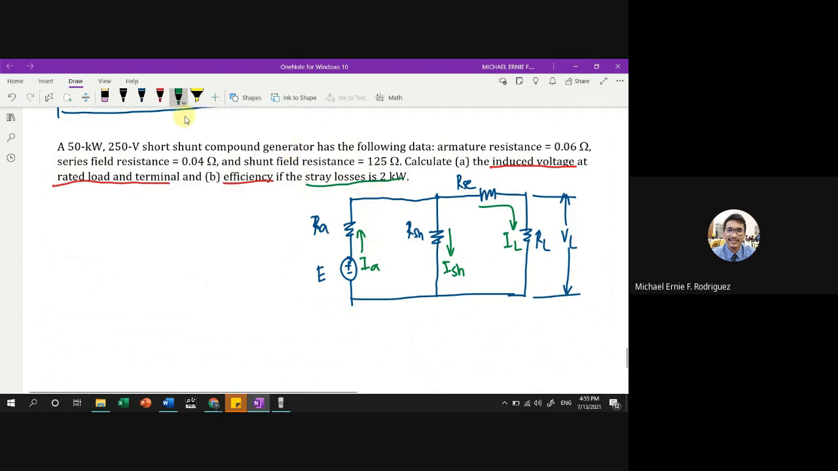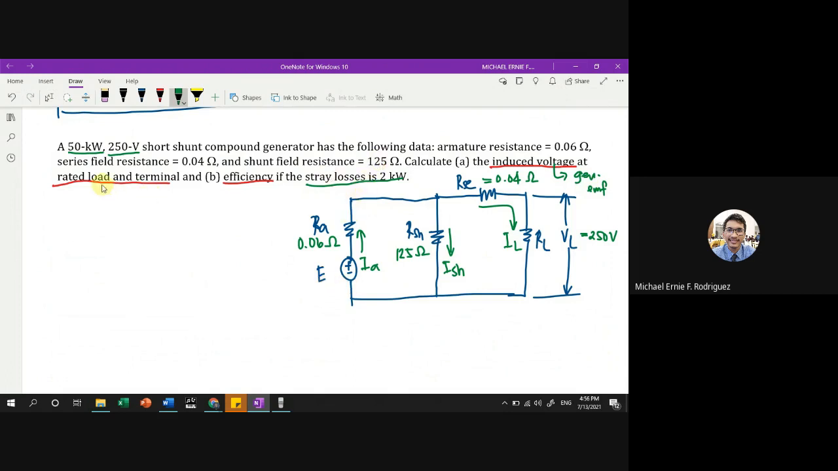Okay. So data tayo. So ang sabi sa data, we have 50 kilowatts at 250 volts. Okay? So yung 250 volts, pag nagabanggit tayo ng voltahe na nandito, hindi binanggit, di ba? So that is your VL. So we have 250 volts. And then the data, armature resistance, 0.06 ohms. Series field, 0.04. And then shunt field is 125 ohms. So calculate natin ang induced voltage. So ang induced voltage same na rin yan sa generated EMF. So we need to solve for E.